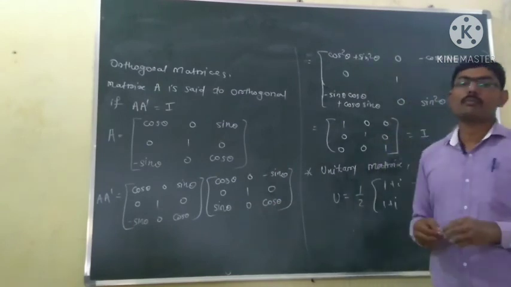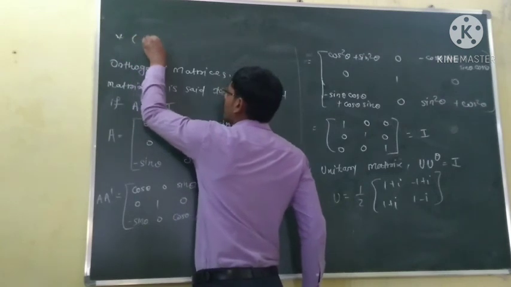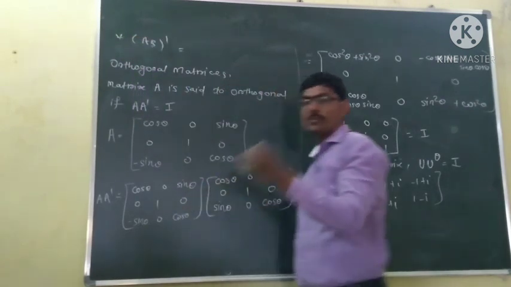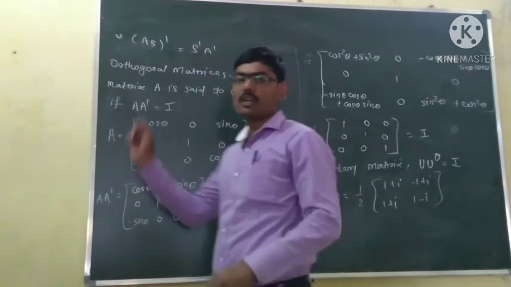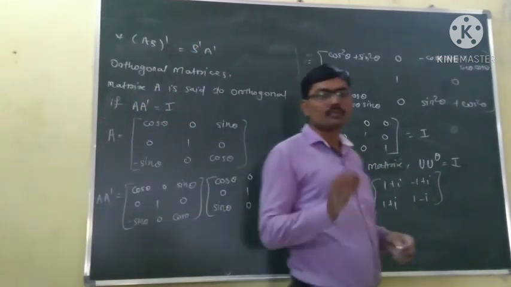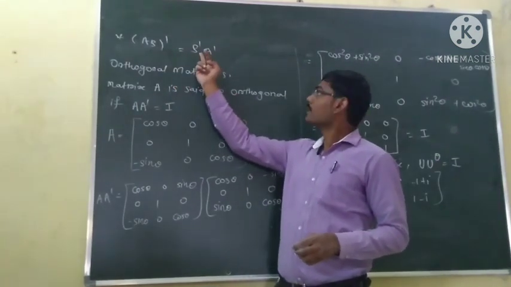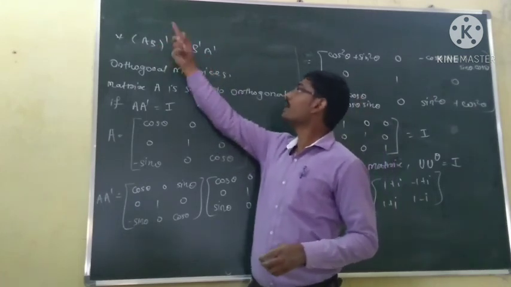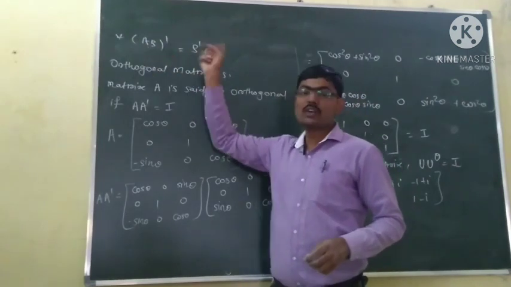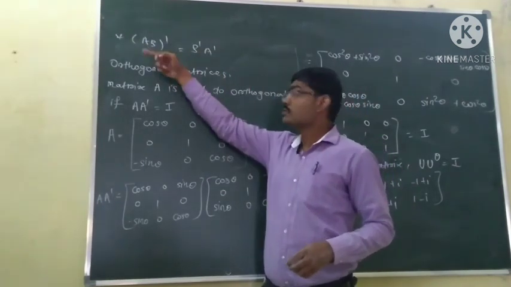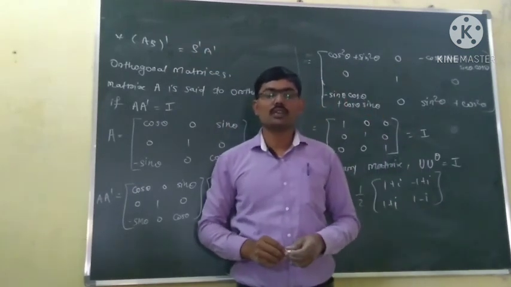Note down one important property of the transpose matrix: the transpose of A into B, that is (AB) transpose, is always equal to B transpose into A transpose. This is one property of transpose. The transpose of a multiplication is equal to the multiplication of transposes in reverse order. (AB) transpose is equal to B transpose into A transpose; (AB) transpose is not equal to A transpose into B transpose. This is the transpose of multiplication. Thank you.